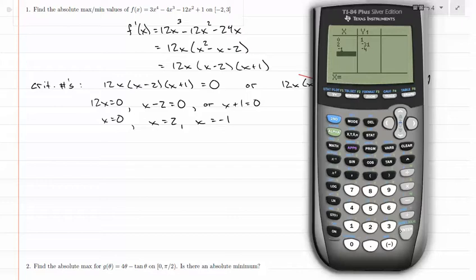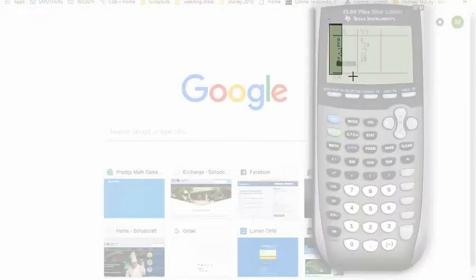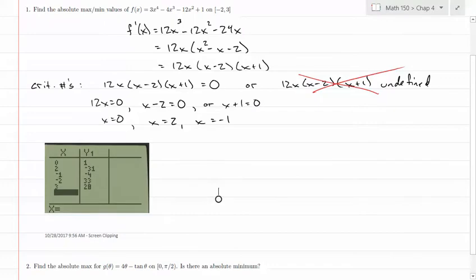Okay, so those are the critical numbers I just found. And then I also have to plug in the endpoints. The endpoints are negative 2 and 3. Okay, and so that gives us our list of candidates, right? I just made a little table of values there. Here are my critical numbers, and here are my endpoints, and I'm plugging them into the original function f of x, which is this degree 4 polynomial up here.